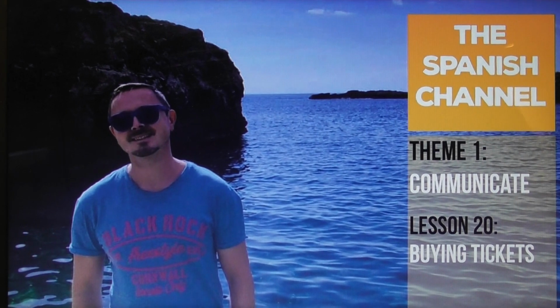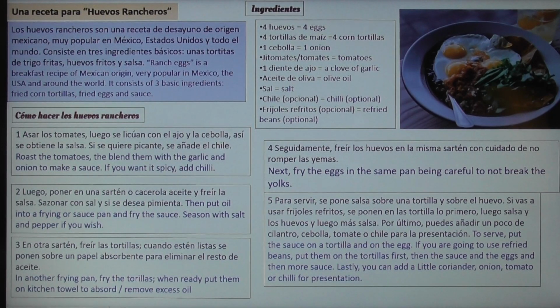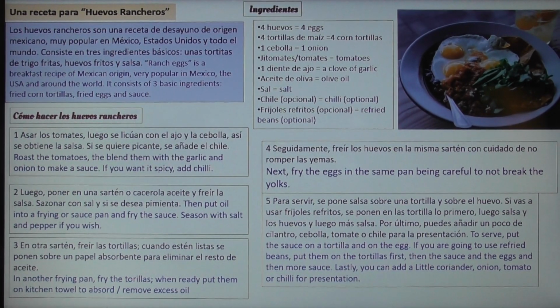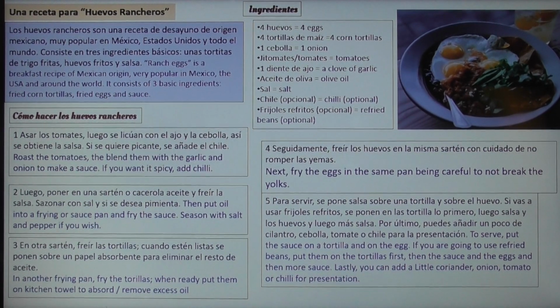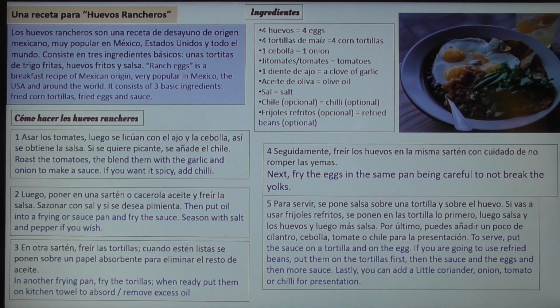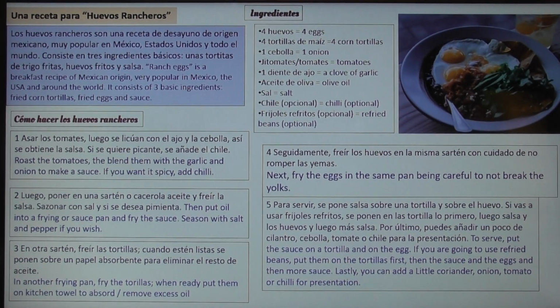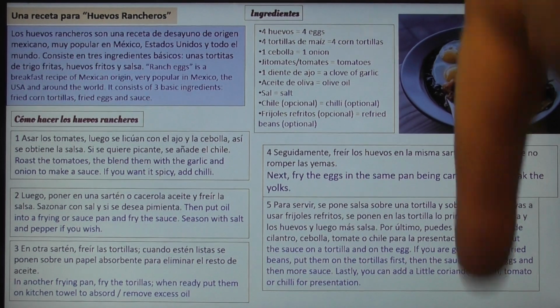Before we learn how to buy tickets to travel in Spain, last lesson we looked at recipes, we learned how to make tortilla española, and I left you with this task about how to make huevos rancheros, ranch eggs. So here's the context, the ingredients, and the method for you to check against your own answers. Any questions? Pop them in the box below.